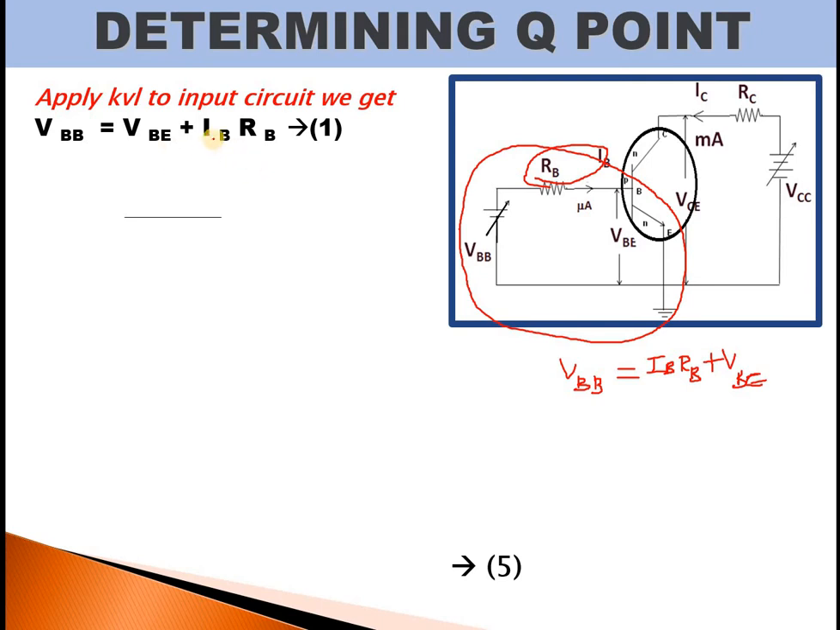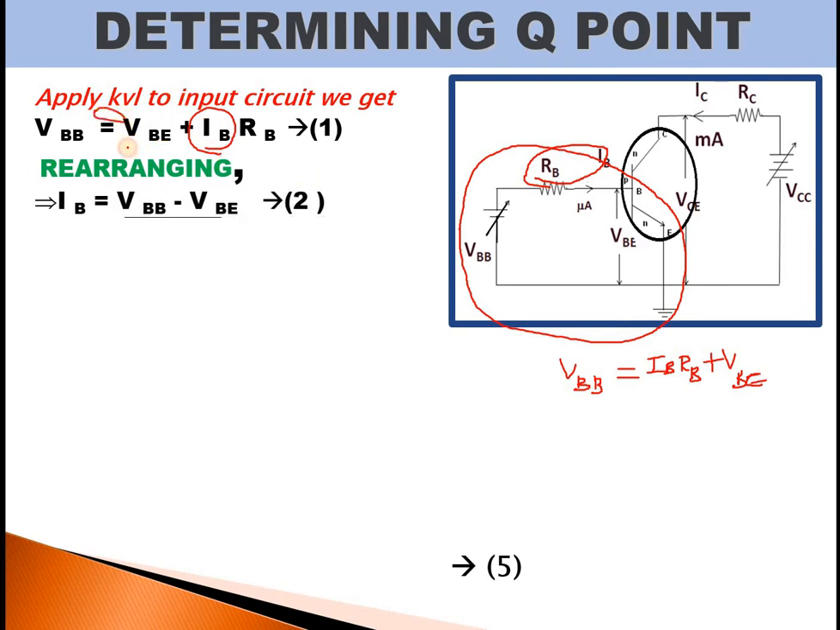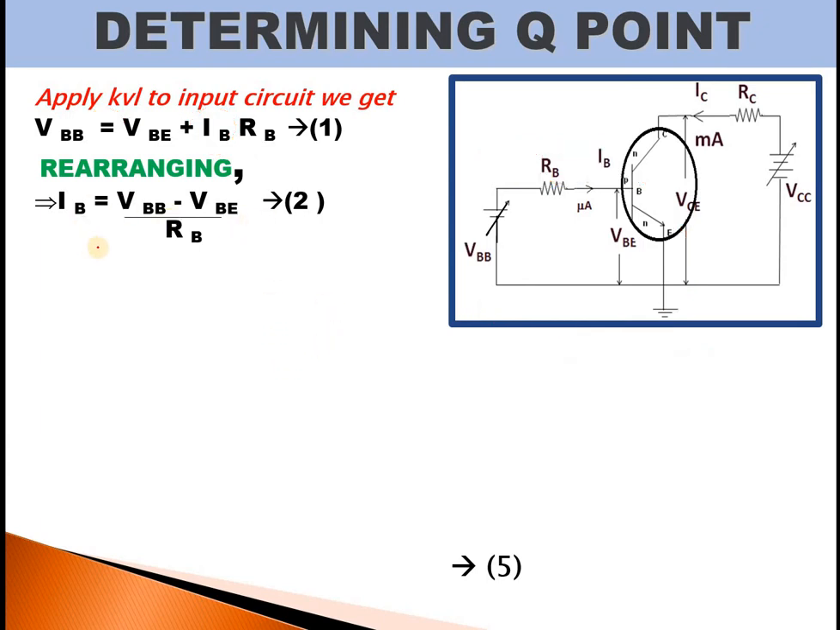Rearrange this equation. I want it for IB. So what should I do? I should rearrange. I will get IB, means first you have to take this side. So this will become VBB minus VBE divided by RB. So this is the equation for base current.